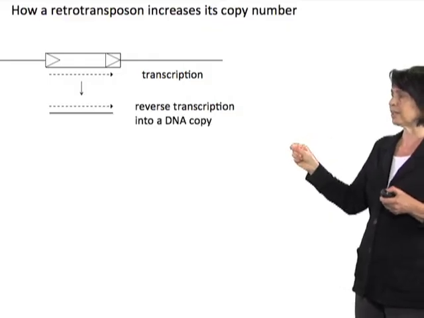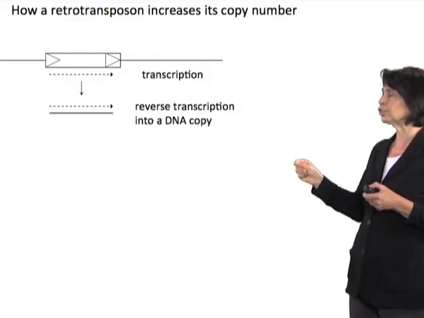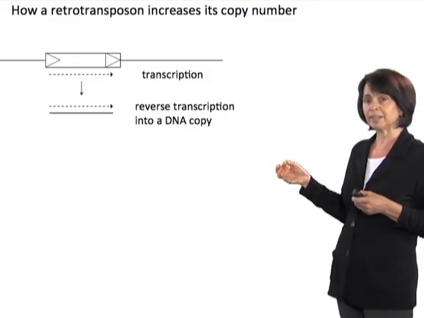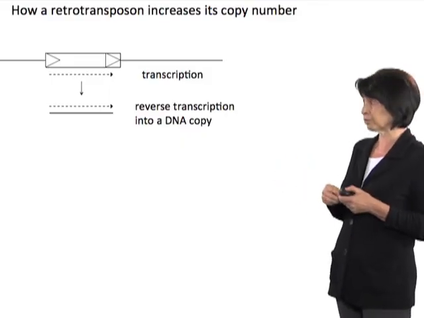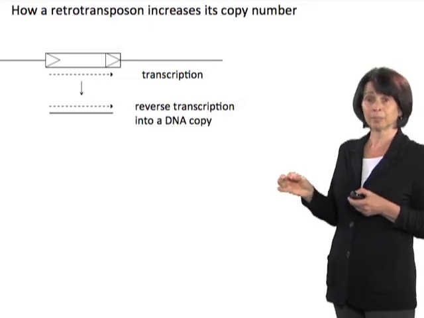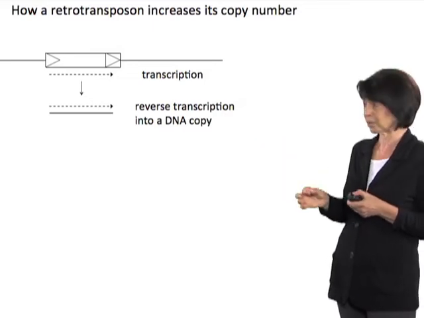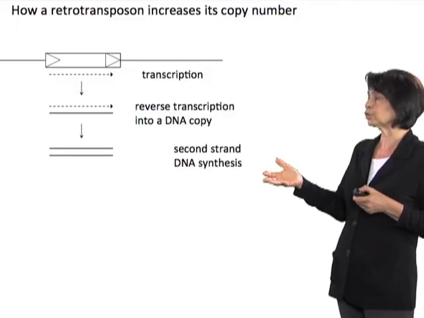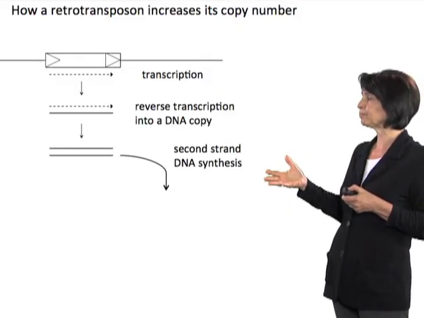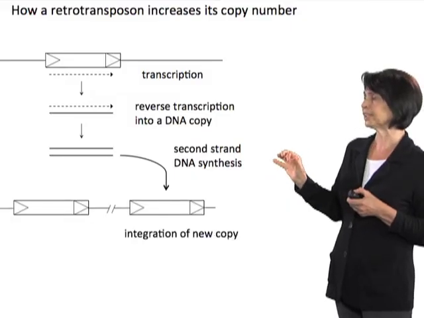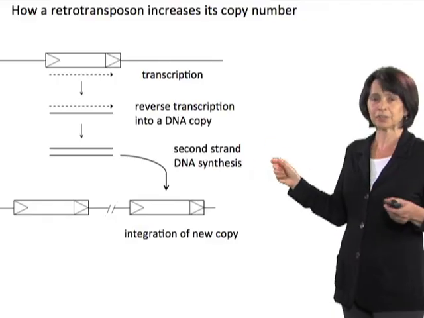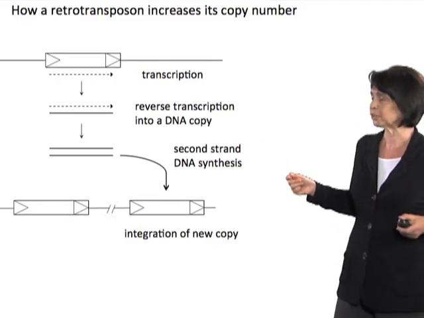That RNA is then copied into a DNA copy. This is copied by an enzyme called reverse transcriptase, which is encoded by the retrotransposon. That is then converted into a double-stranded DNA molecule, and that double-stranded DNA molecule inserts elsewhere in the genome. So this is a lot easier than the DNA transposition mechanism I showed you before.